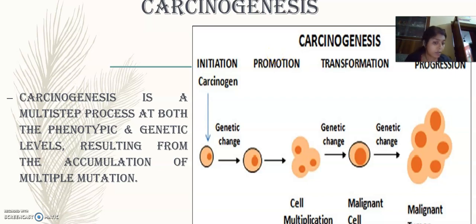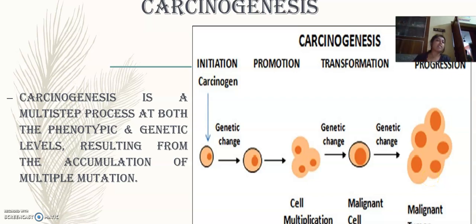Now what is this transformation? First, initially there is a cell multiplication. And as you know, when the cell starts to multiply, there are more and more mutations. That is why I am saying that it is multiple genetic lesions at a time. So they are saying genetic change, and that leads to malignant cells. So slowly the cell becomes malignant. Slowly the cell starts to lose its confinement. And ultimately when the genetic changes further occur, it results in the formation of your malignant tumor.